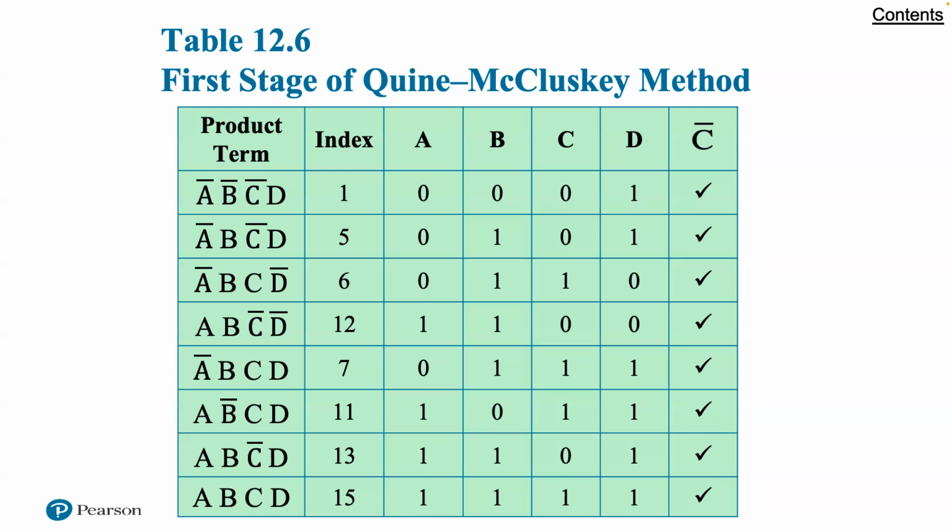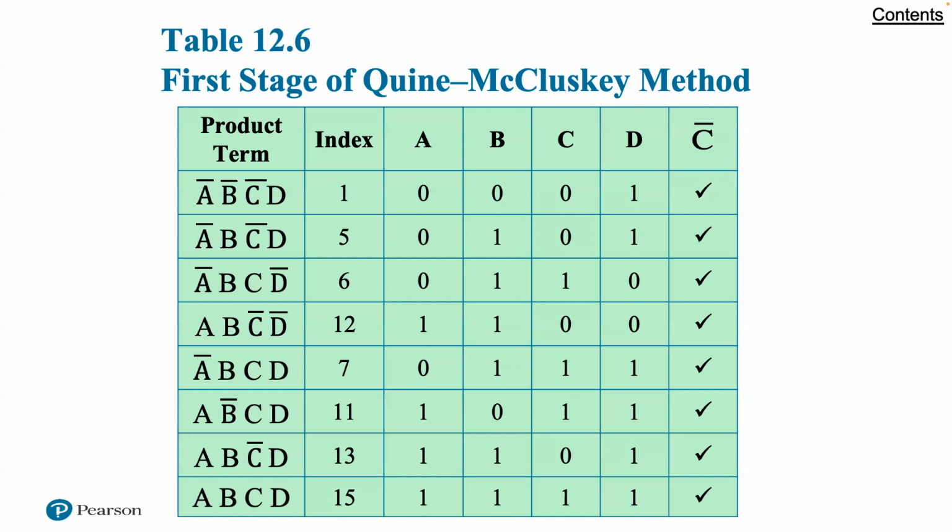Each term is represented by a 1 for each uncomplemented variable and a 0 for each complemented variable. Thus, we group terms according to the number of ones they contain. The index column is simply the decimal equivalent and is useful in what follows. The next step is to find any pair of terms that differ in only one variable. That is, all pairs of terms that are the same except that one variable is 0 in one of the terms and 1 in the other.